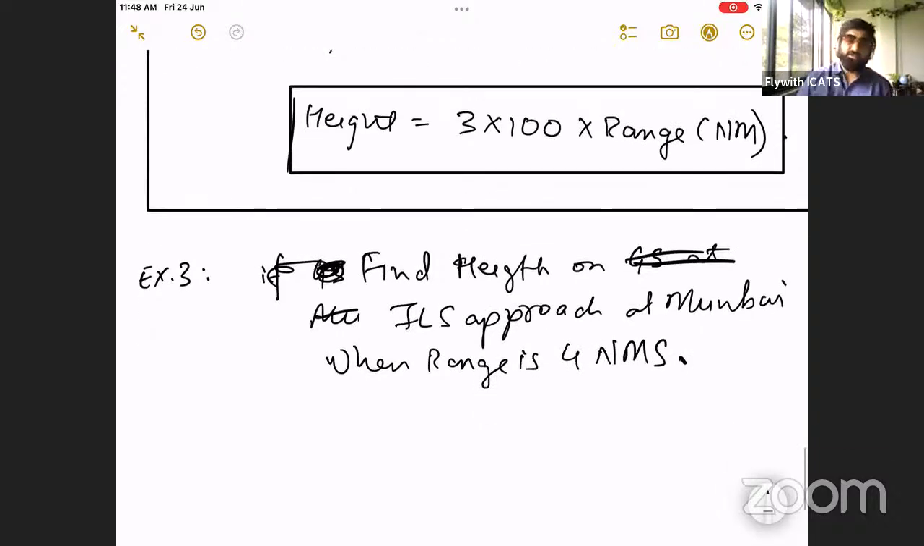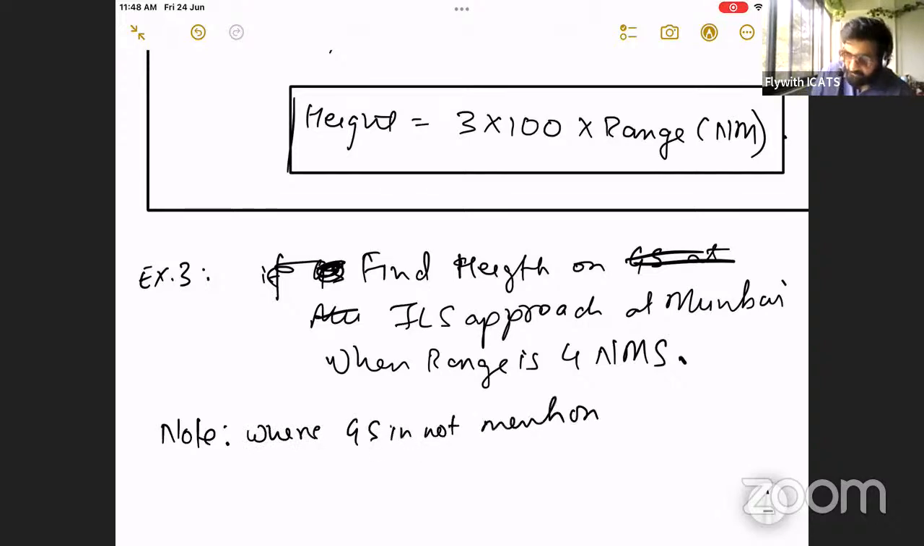Now, in such questions where glide slope is not mentioned, you will assume a 3-degree glide slope. So you write down a note: where GS is not mentioned, assume 3-degree glide slope. You remember this point, everyone?